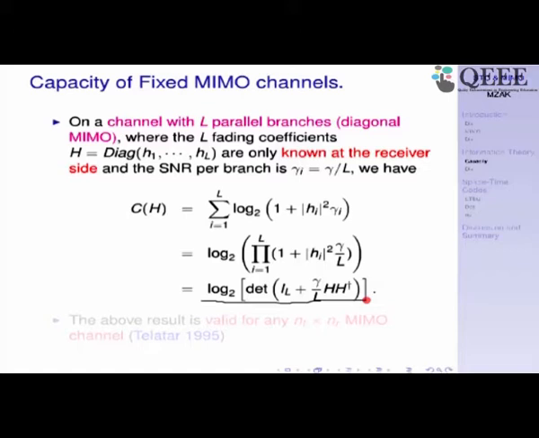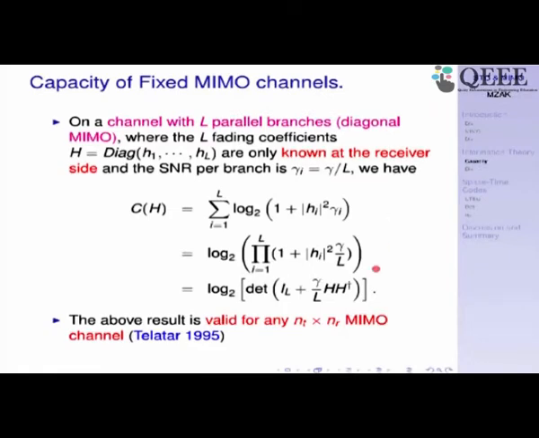Now this writing actually allows us to extend this formula to any MIMO channel. So what we have derived is for a diagonal MIMO channel. Now what I claim is that this is also the capacity of a fixed channel which is not diagonal. An arbitrary fixed H will also have a similar capacity. In the next slide we will prove that.